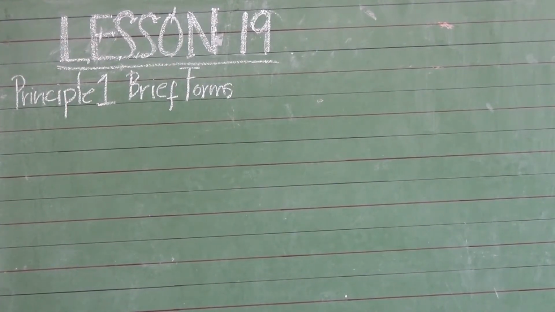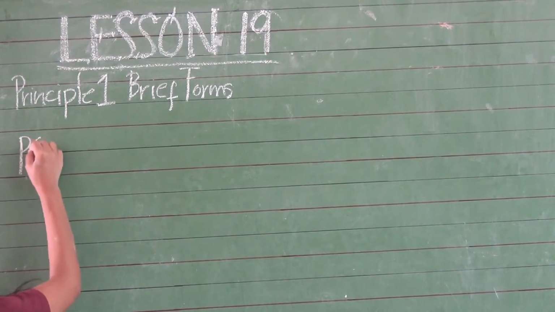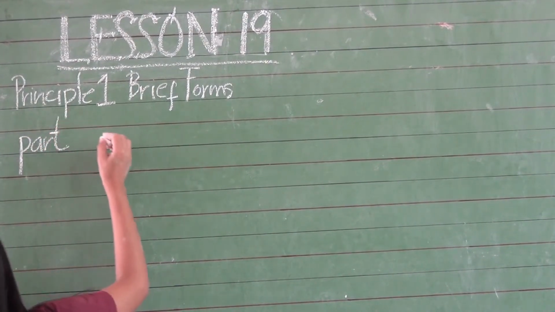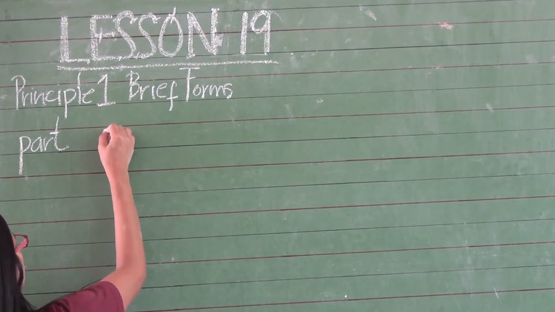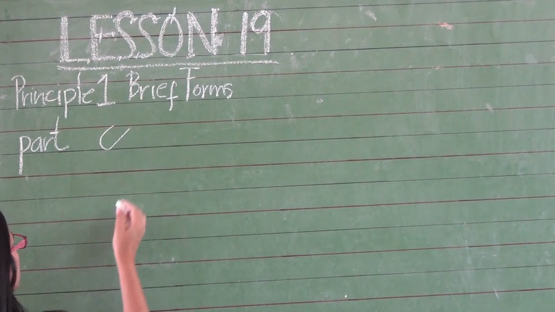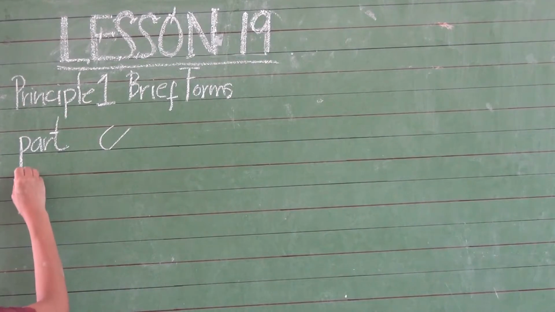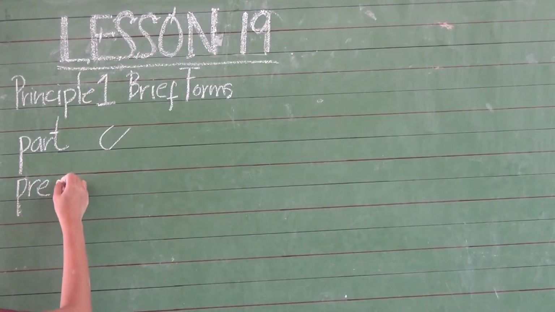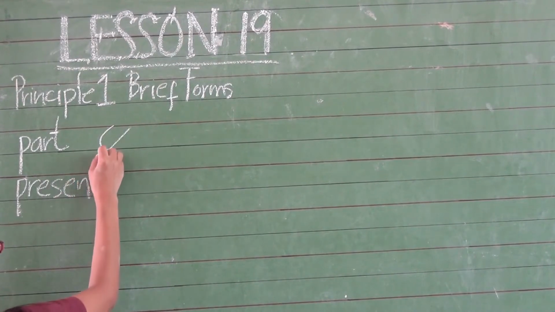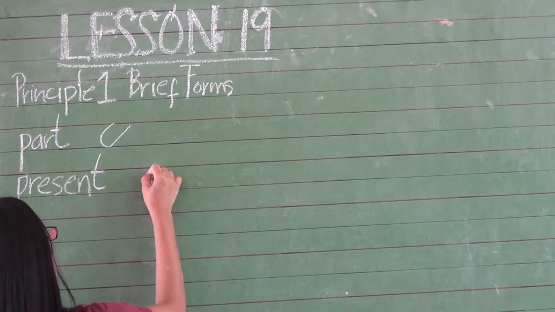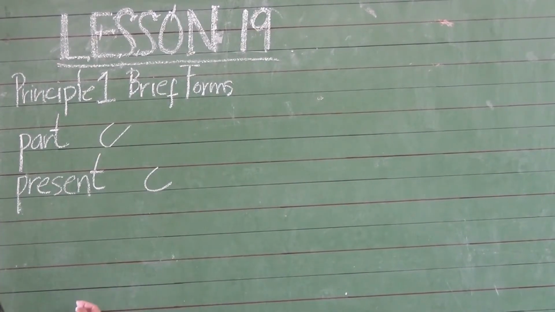Lesson 19 consists of 4 principles. In principle number 1, you will learn a new set of brief forms like example and part. Example is represented by P stroke and P stroke. Next, present. It is represented by P and R stroke.